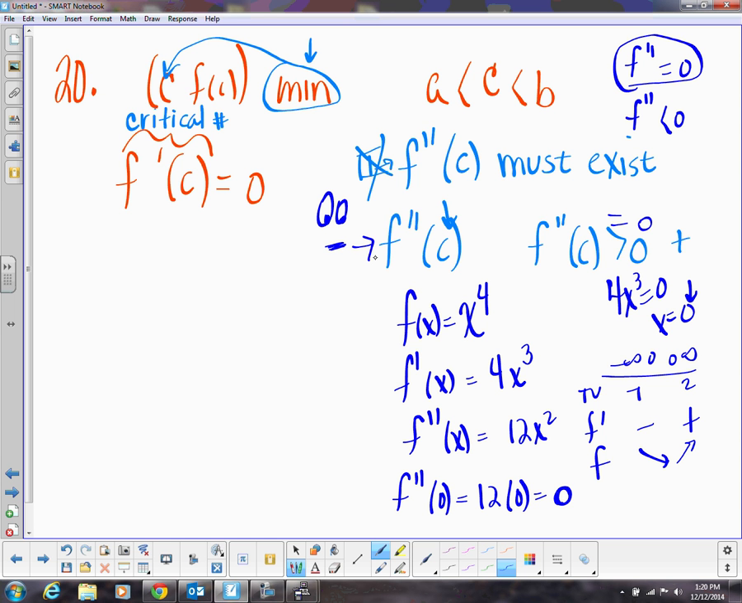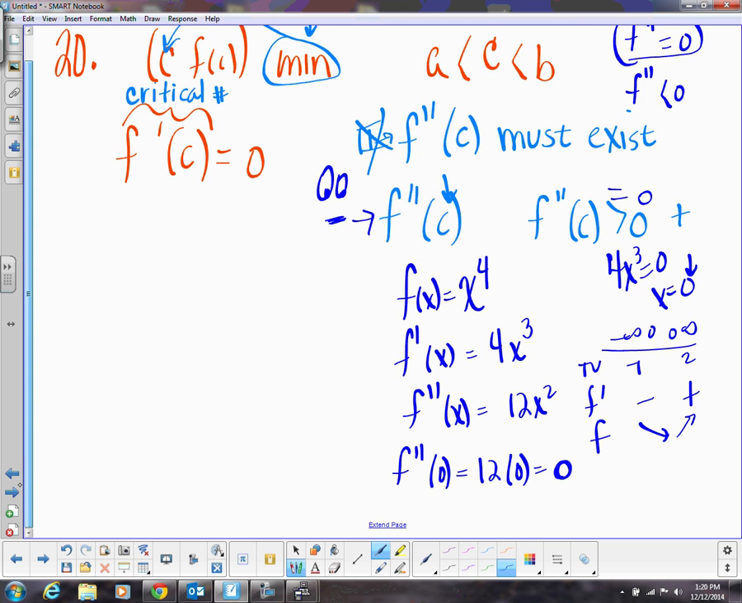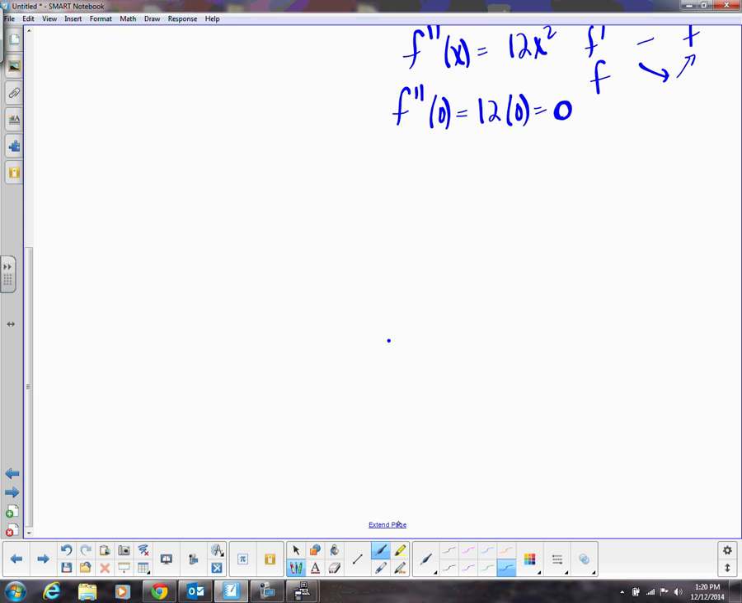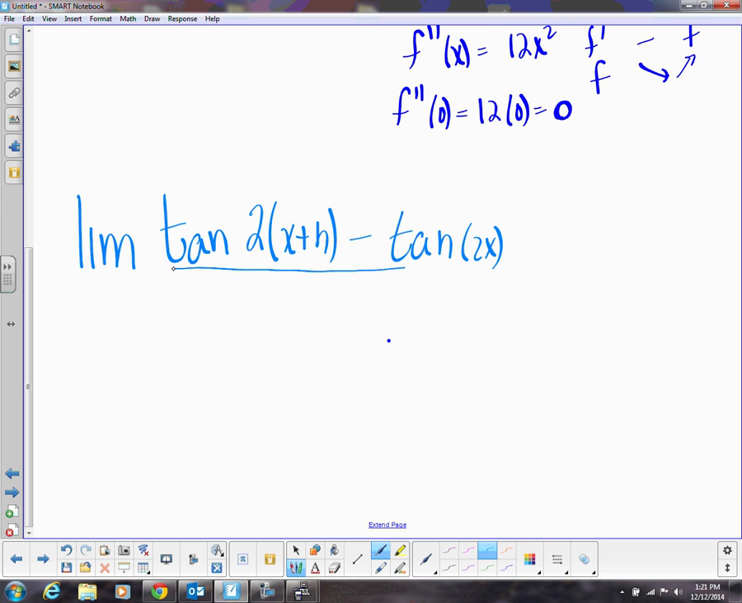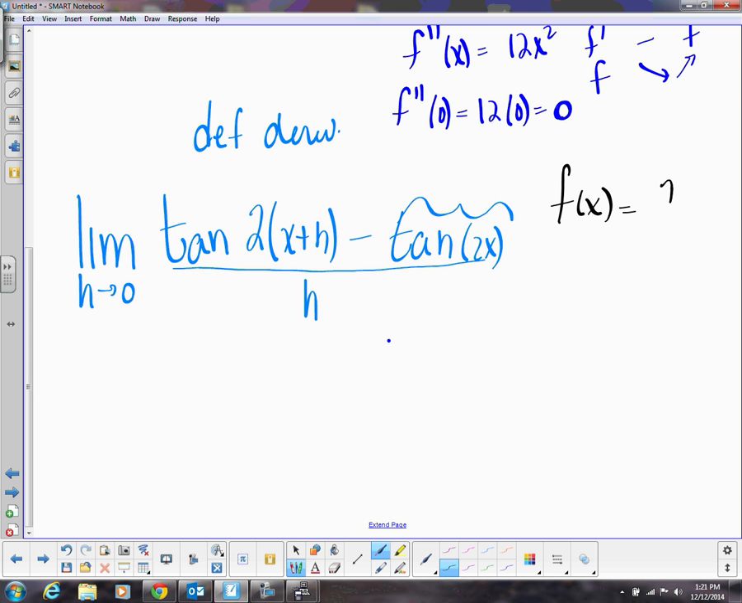Oh, I have prepared you for this. I have prepared you very well for this. Notice they've gone a step further than what I've done with you all. This is tan of 2 times x plus h minus tangent of x, all over h, where h approaches 0. So this is the definition of derivative. Because this is not a single number, all we can tell from this is that the function is tan of 2x. Remember, we take the x plus h out and replace it with x, so that's going to be tan 2x.